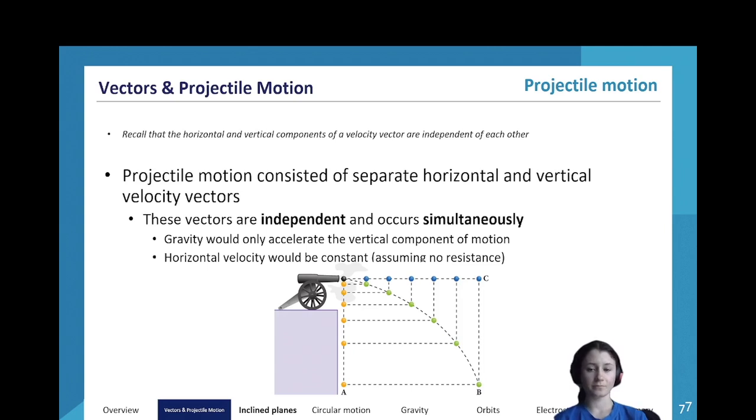Alright? So as I was talking about before, the only acceleration that we worry about in Year 12 physics is gravity, and that only acts vertically. So we don't actually have any acceleration occurring horizontally, right? So what that means is that the horizontal velocity vector will always be the same, but the vertical velocity vector will change. Alright.